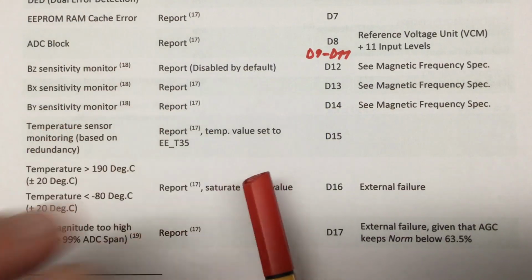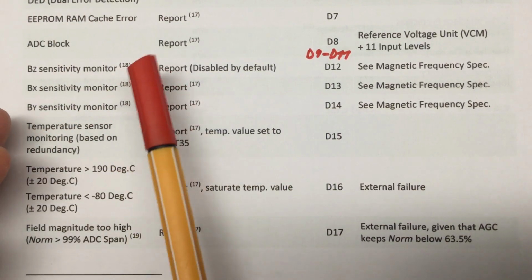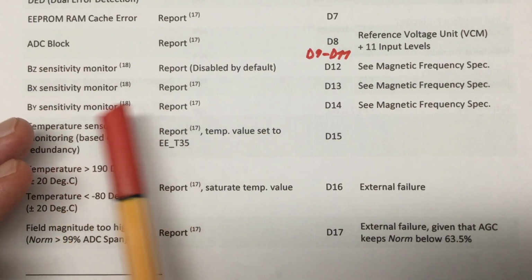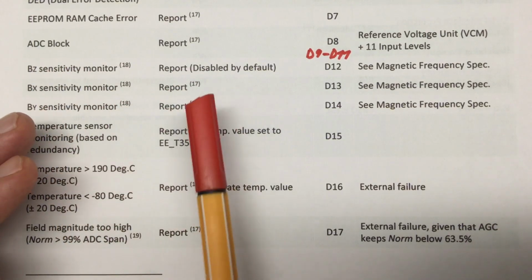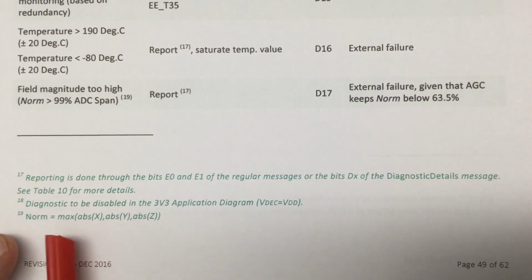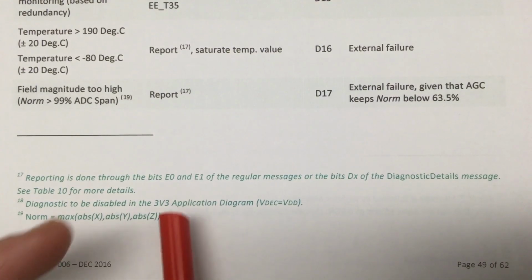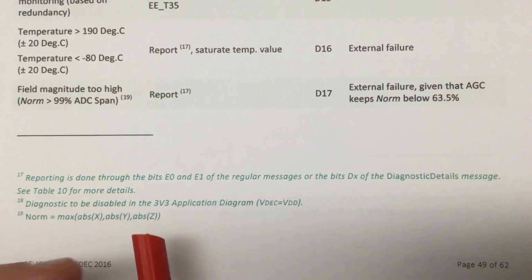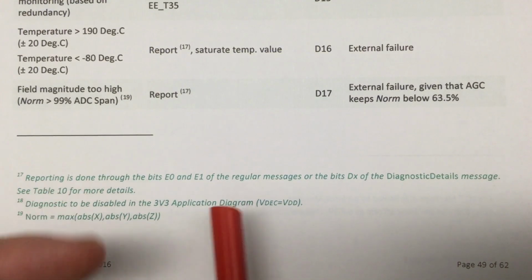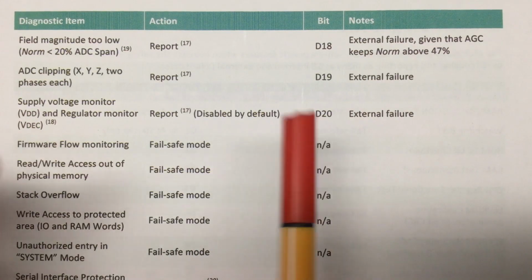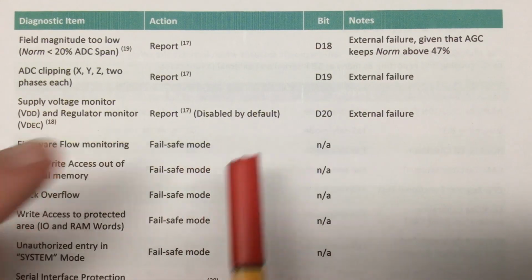And finally, third, the footnote 18 for the BZ, BX and BY sensitivity monitor failures. That footnote states that these diagnostics are disabled when you run the chip at 3.3 volts. So they only work if you run it at 5 volts. Why? Bits D18 to D20 are documented on the next page.